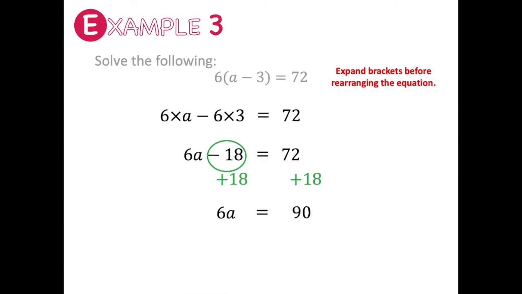I still haven't got my value for a, so I need to continue with my rearranging. Next, I'm going to have a look at my 6a, 6 multiplied by a. The opposite of multiplying by 6 is dividing by 6. So I need to divide by 6 onto both sides. So a is equal to 90 divided by 6, which is equal to 15. So there are some examples of how we rearrange or transpose equations to find the value of the missing variable.